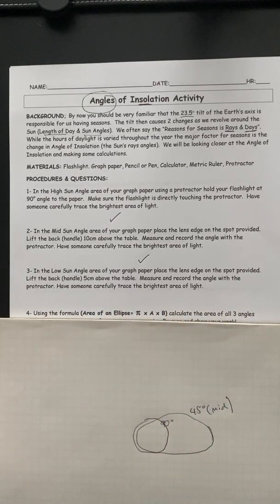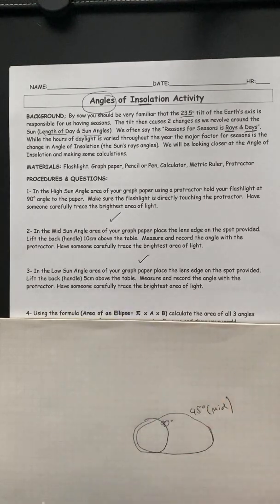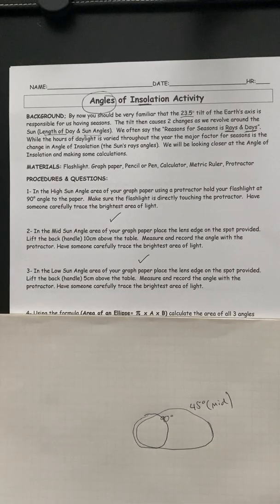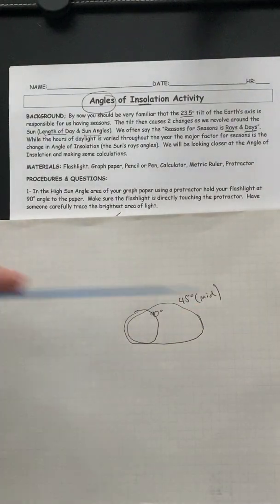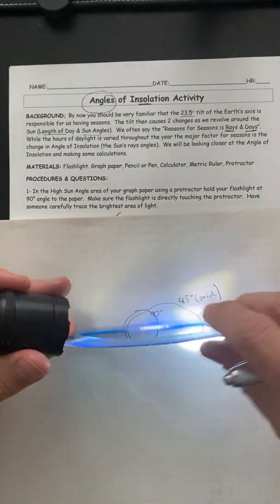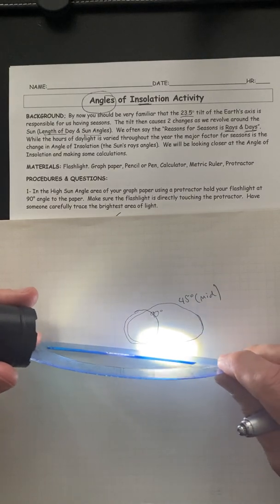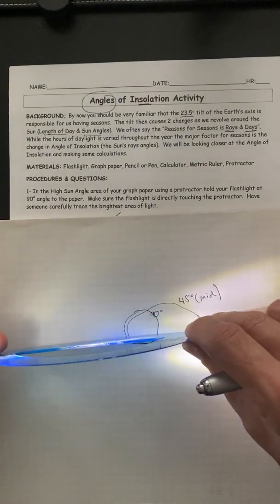So in the low sun angle area of your graph paper, place the lens edge on the spot provided. That's going to be against our protractor here. Lift the back of the handle only 5 centimeters above the table and measure the recorded angle with the protractor. All right, so I'm going to hold this guy up here again, and that was about my 10 centimeters of light. And now I'm cutting that in half.